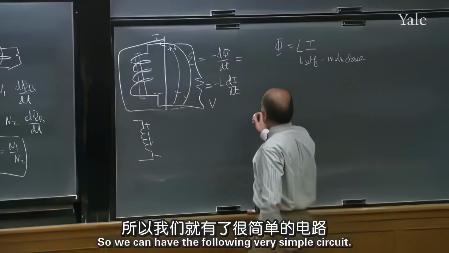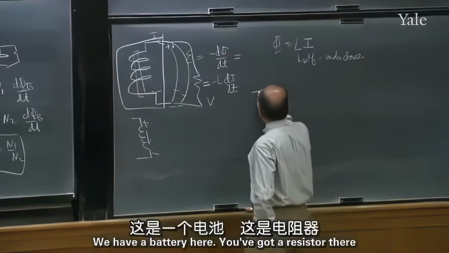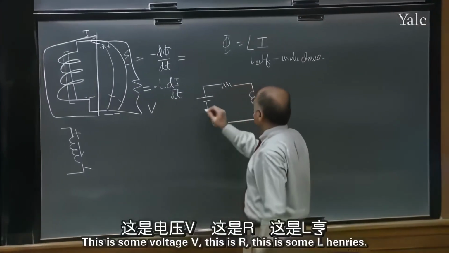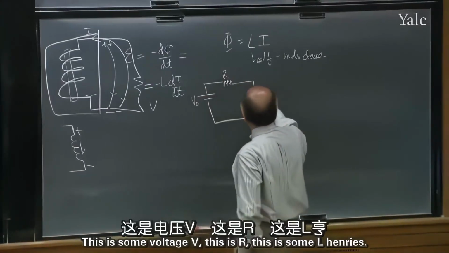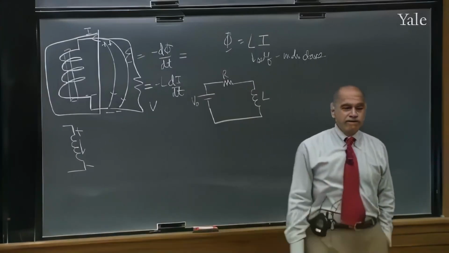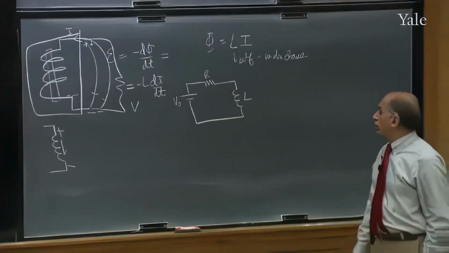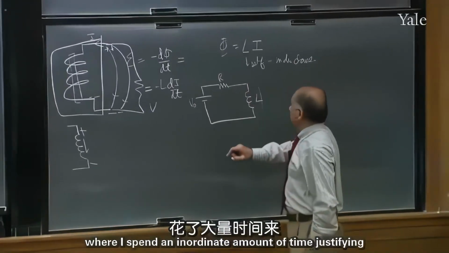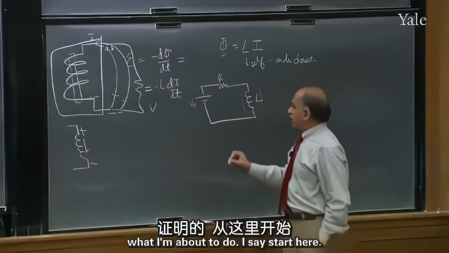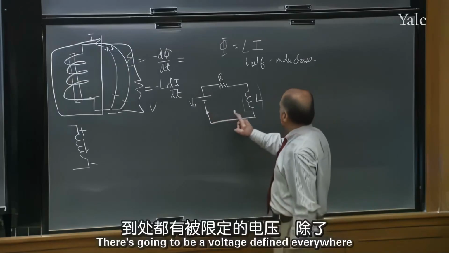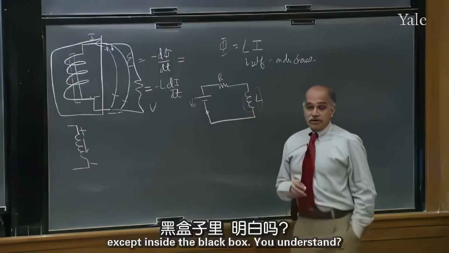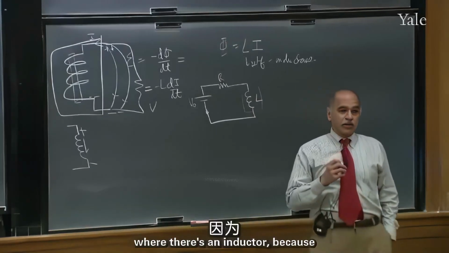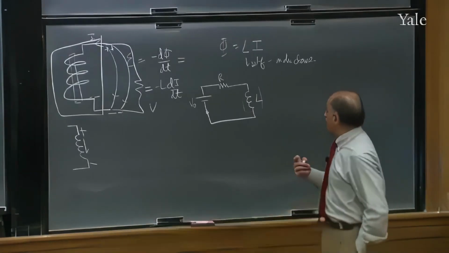So we can have the following very simple circuit. We have a battery here, we got a resistor there, and we have an inductor here. This is some voltage V, this R, this is some L henries. So let us write a circuit equation, and here is where I spent an inordinate amount of time justifying what I'm about to do. I say start here. There's going to be voltage defined everywhere except inside the black box. You understand, you cannot define a voltage inside the black box where there's an inductor because there is a non-conservative electric field inside. But we promise not to go there.